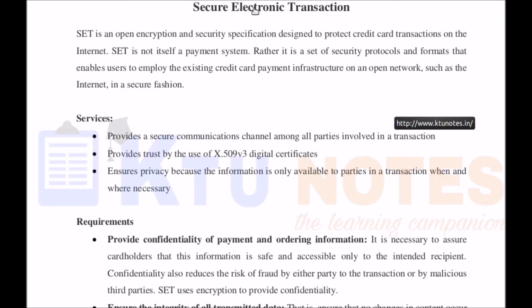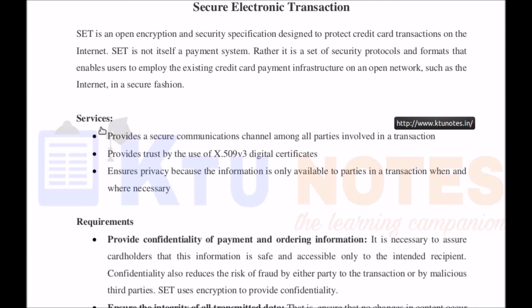What is secure electronic transaction? Secure electronic transaction is not a payment system. It is only a set of protocols, that too security protocols and other formats that help users to employ our credit card payment infrastructure on an open network like the internet. It provides all encryption and security features to protect our credit card transaction on the internet.